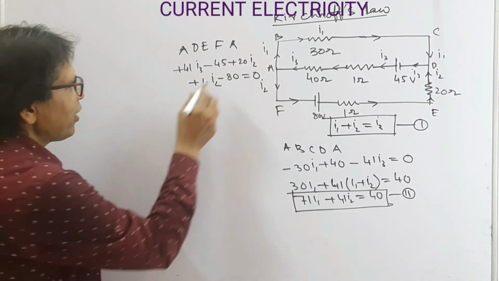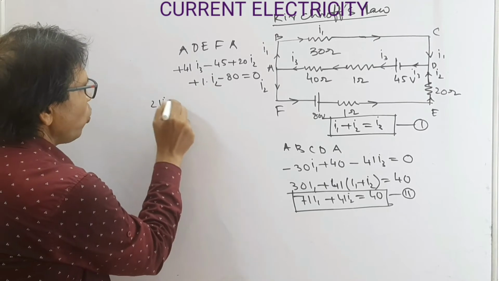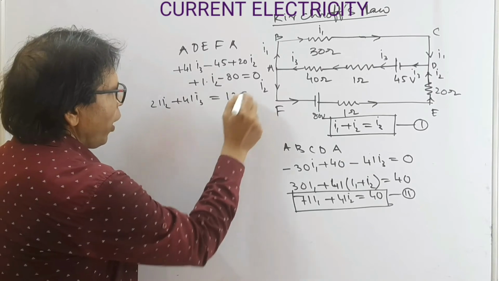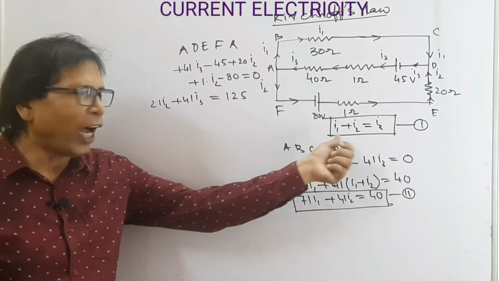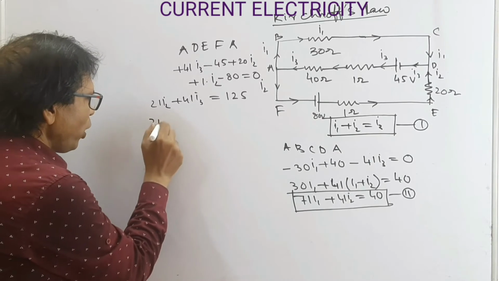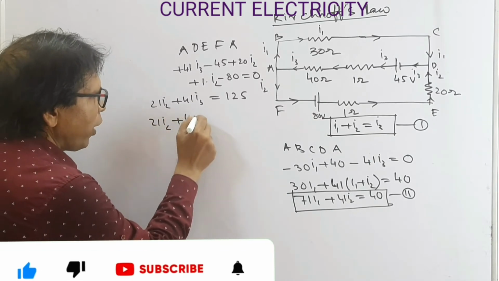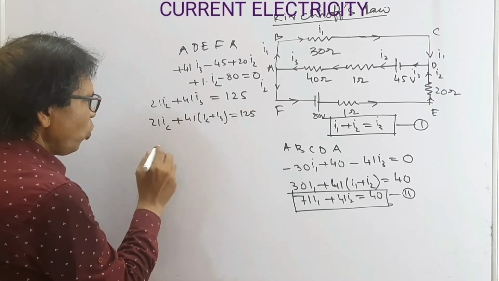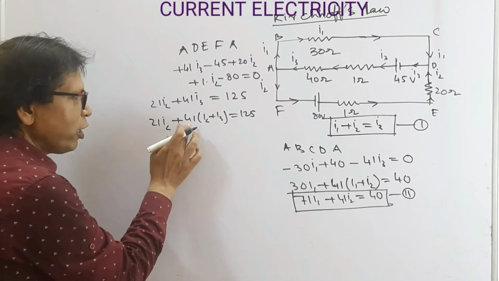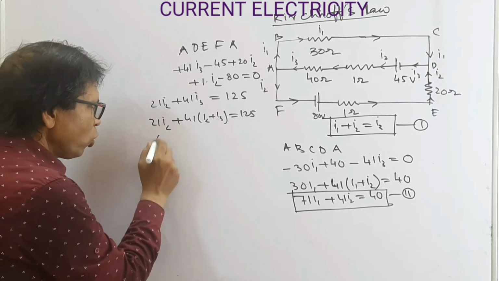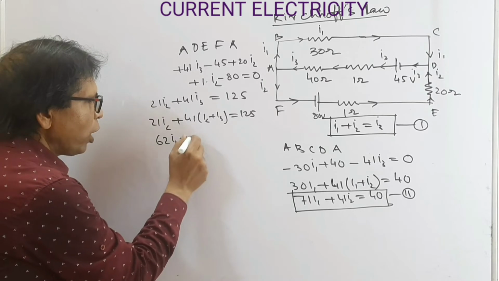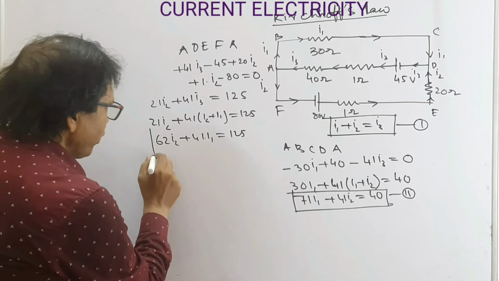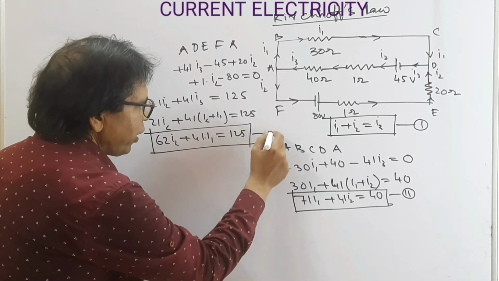Okay. Now this is 21 I2 plus 41 I3, this equals 125. Now I3 equals I1 plus I2, so 21 I2 plus 41 into I1 plus I2, this equals 125. So this is 41, this is 41 and this is 21, so this is 62 I2 plus 41 I1, this equals 125. Now this equation is equation number 3.